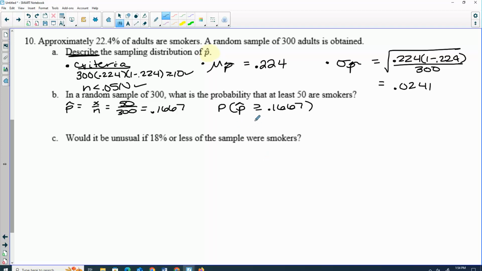What do I need to do with that? So, I have to change my variable into a z. Since this is p hat, we're using the mean and standard deviation we found for p hat. So our value minus the mean, divided by standard deviation.